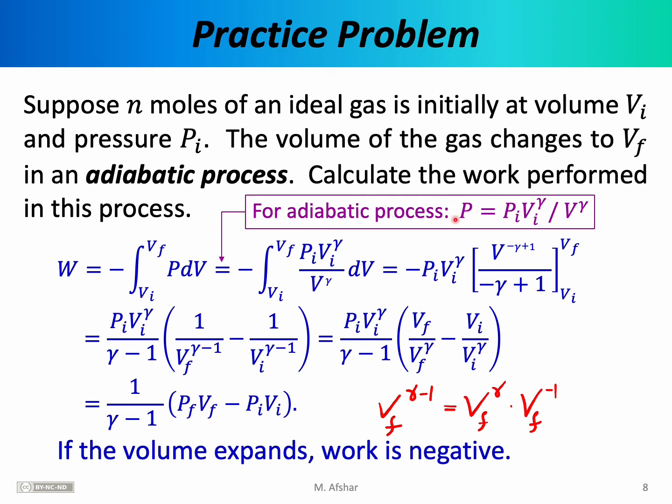Then I use this same equation for pressure once again to recognize that P initial times V initial to the gamma divided by V final to the gamma must be P final. So I'll replace that entire thing with P final. I'll do a similar thing with the second expression, and I finally get the expression that I want. In an adiabatic process, work is equal to 1 over gamma minus 1 times the change in PV. Although it's not so obvious, once again, if the volume expands, the work performed in an adiabatic process is negative.